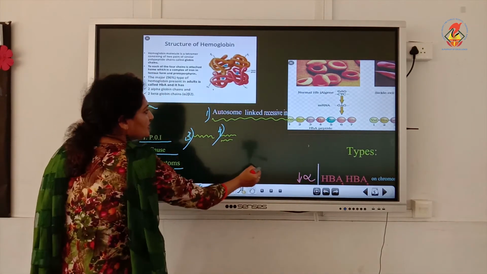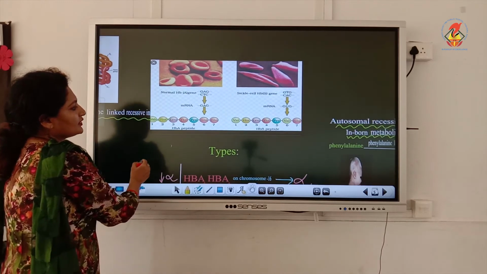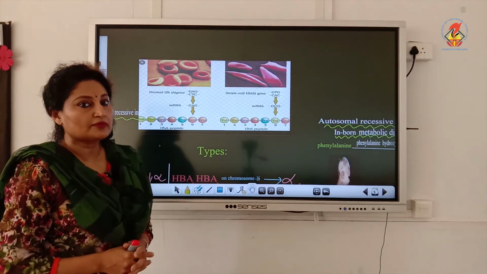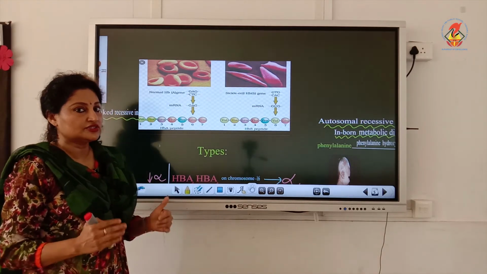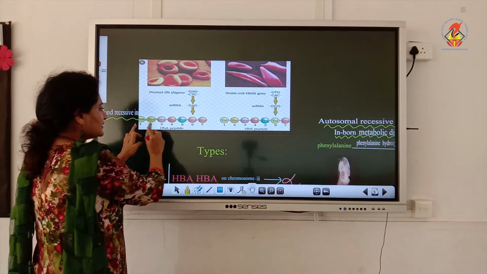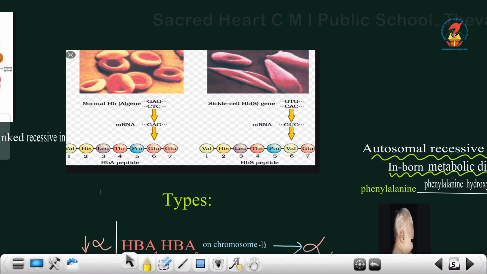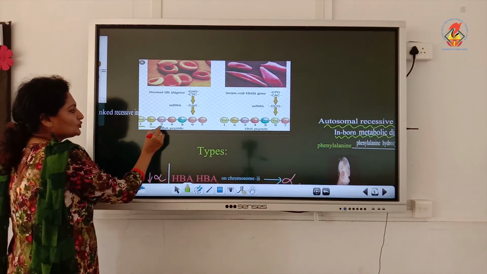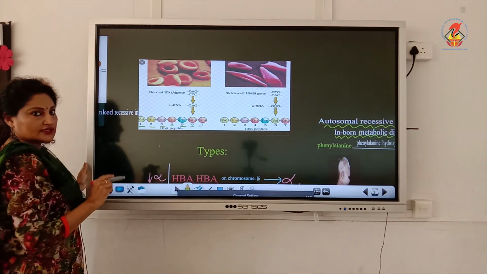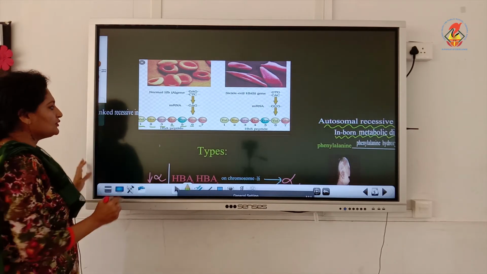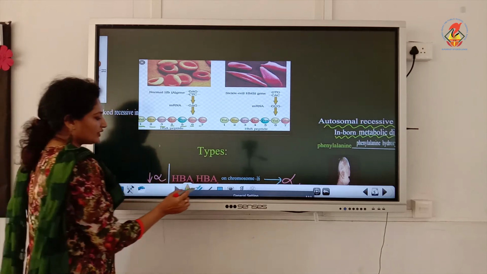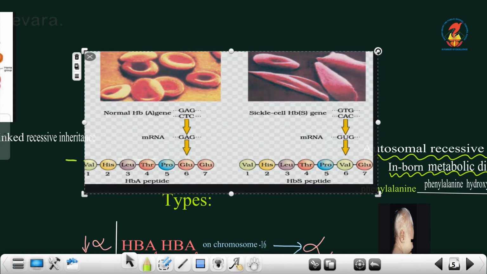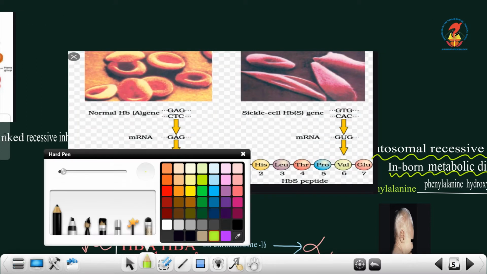Clear? Now we are going to see sickle cell anemia. I told you 2 alpha, 2 beta, and I told you sickle cell anemia comes under a qualitative problem or qualitative disorder. What has happened is, look at this chain, which is indicated 1, 2, 3, 4, 5, 6 with a number of circles. Each circle indicates an amino acid. See, there are 7 amino acids.